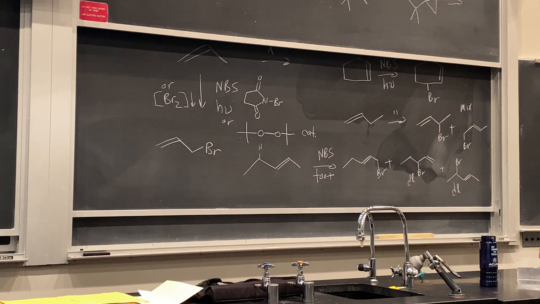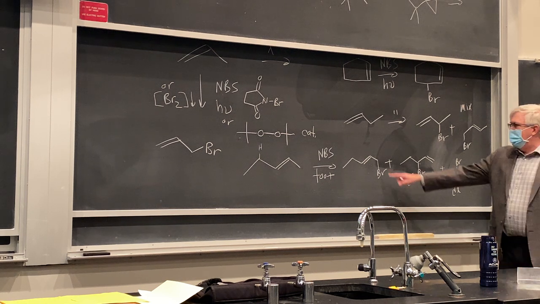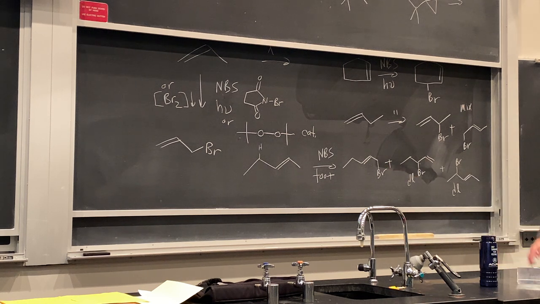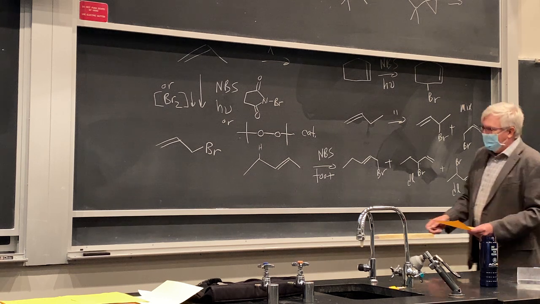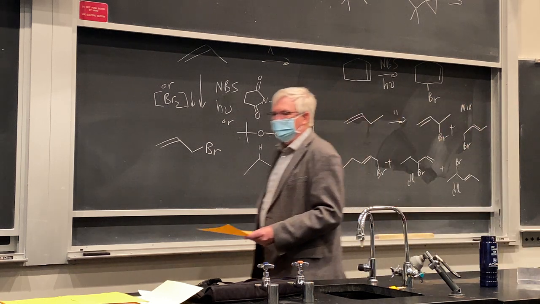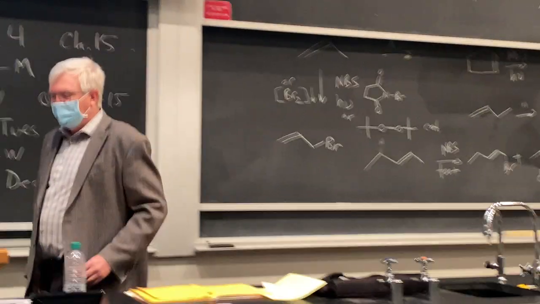Depending on conditions and temperature, you can often get one or the other. Usually it's the more substituted alkene and the bromide at the less substituted position, but I'm not going to hold you to that. This is just a mix of products that we can get at this time. Let's go to the board and look at the mechanism of allylic bromination.